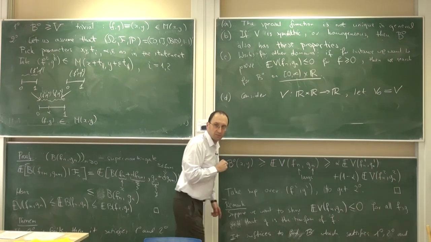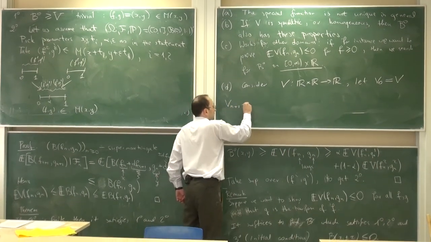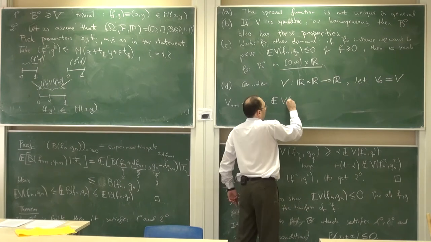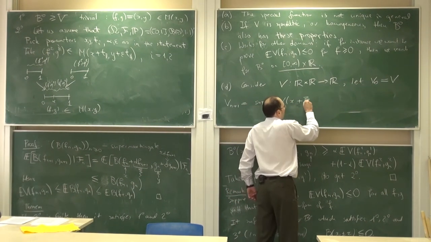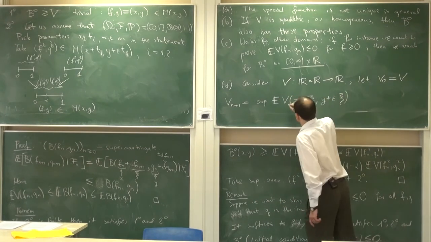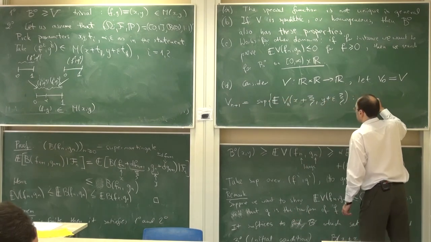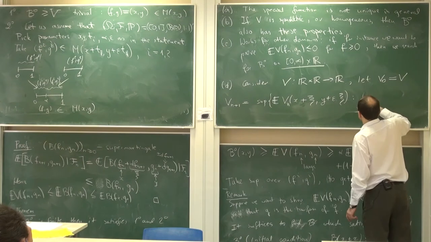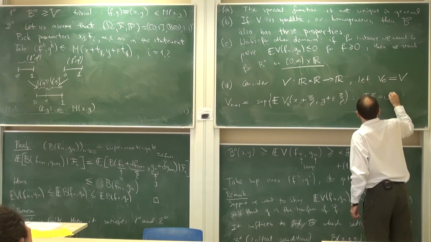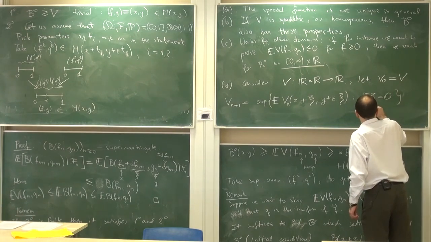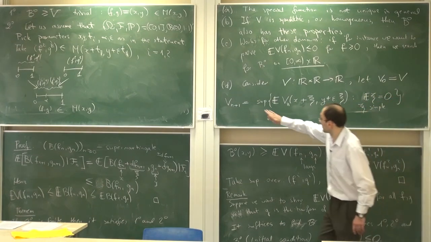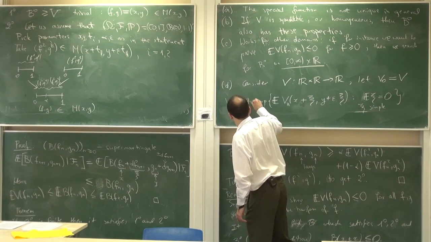Let v0 be equal to v, and let's assume that v_{n+1} is defined as follows. I will write this, then I will say what I mean. Here psi is a random variable with mean 0, and psi is simple, so there is no problem with integrability. Oh, I'm sorry, this is x, y.